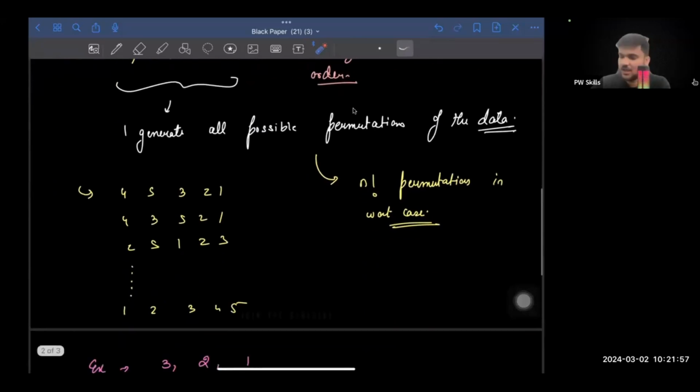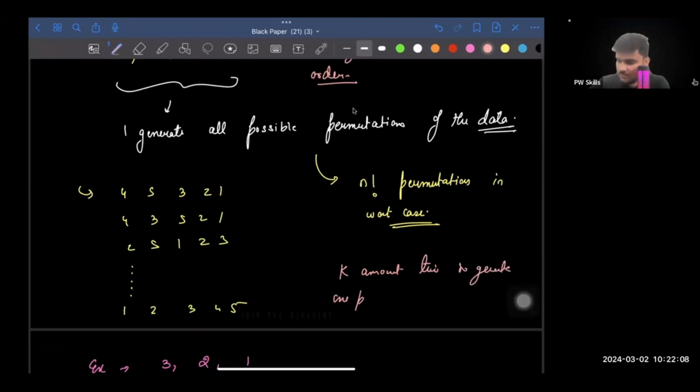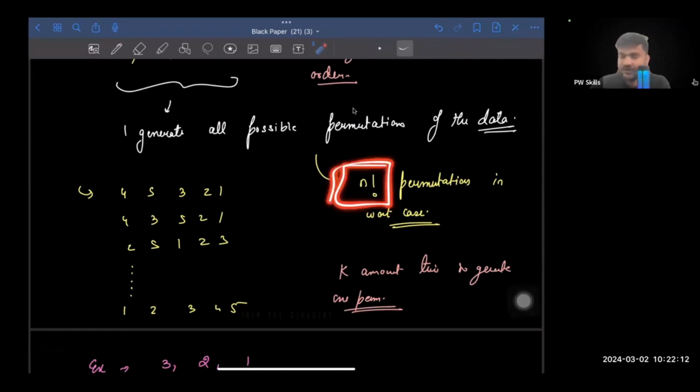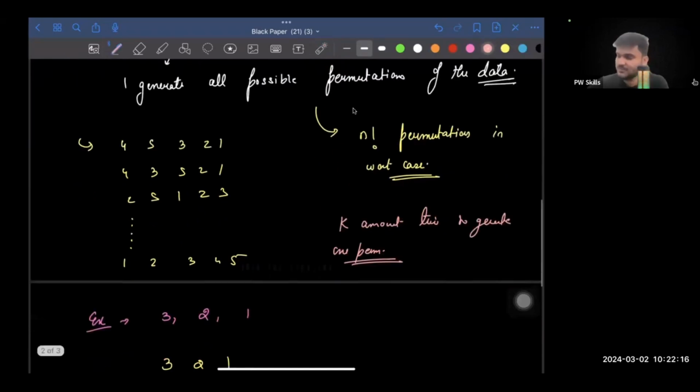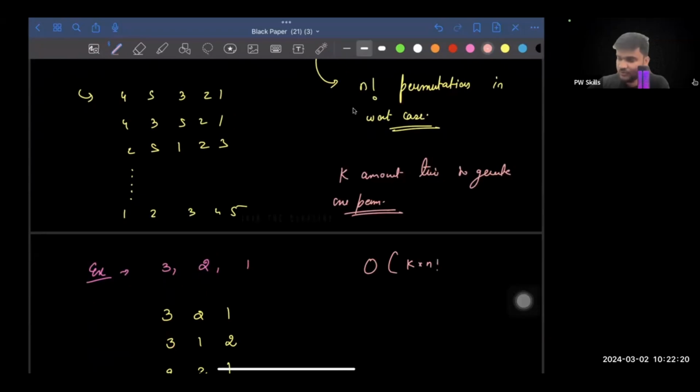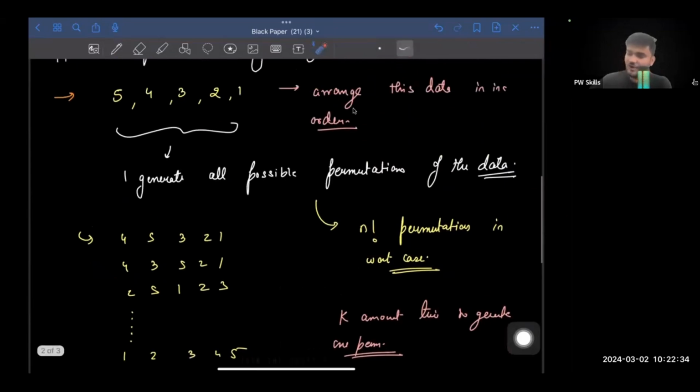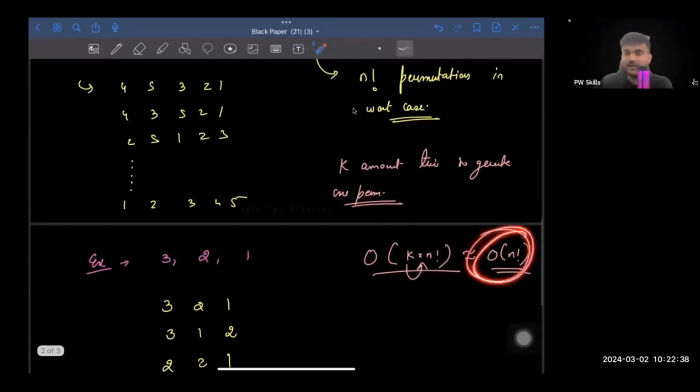You can see that we will be taking, let's say, k amount of time to generate one permutation. And how many total permutations will we get? N factorial. So the total time complexity will be what? Order of k into n factorial, right? And anything multiplied by n factorial is also going to be approximately equal to order of n factorial, right? So you can say that the worst possible sorting algorithm sorts your data in n factorial time.